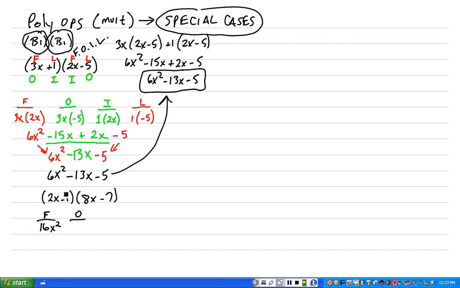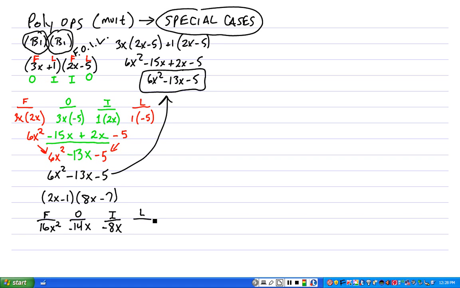Now my outside would be the farthest to the left times the farthest to the right. So 2x times a negative 7 is a negative 14x. Inside is going to be the opposite of outside. So if 2x times negative 7 was the outside, then the inside will be this negative 1 and this 8x. The two that are side by side each other is going to be the inside. So that's going to give me a negative 8x.